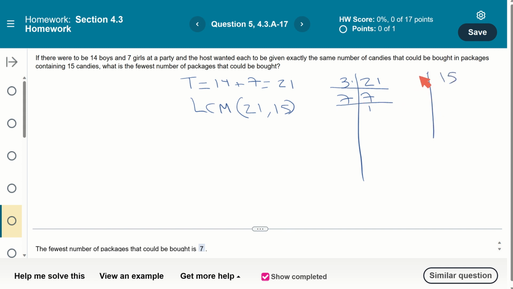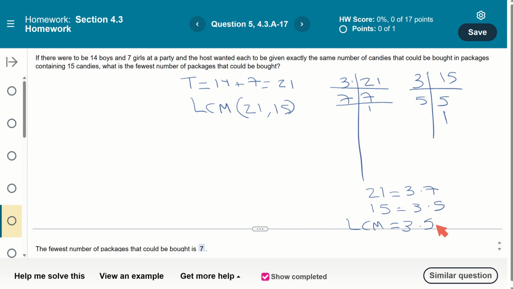15: 3 gives us 5, 5 gives us 1. So 21 equals 3 times 7, and 15 equals 3 times 5. So the LCM is just going to be, remember, take the highest power of each factor, or all factors, not just the common ones. We're finding the LCM.